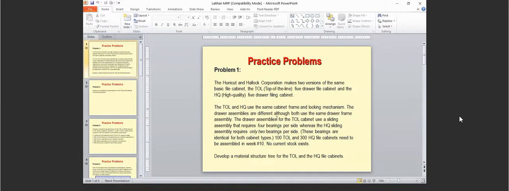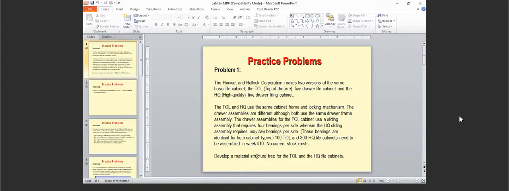The drawer assembly for the Tool cabinet uses a sliding assembly that requires four bearings per side, whereas the HQ sliding assembly requires only two bearings per side. These bearings are identical for both cabinet types, and 100 Tool and 300 HQ file cabinets need to be assembled in week 10. So there is no current stock. So what do we need to do in this practice problem?